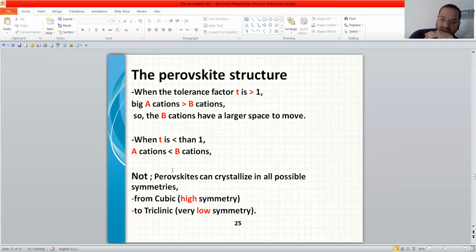Non-perovskites can crystallize in all possible symmetries, from cubic with high symmetry to triclinic with low symmetry.